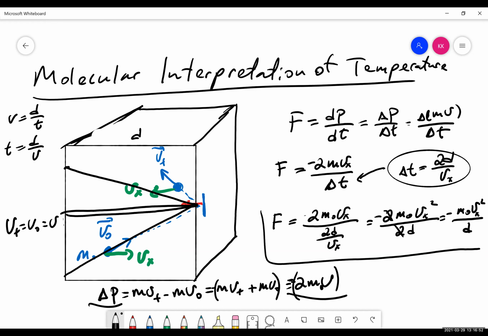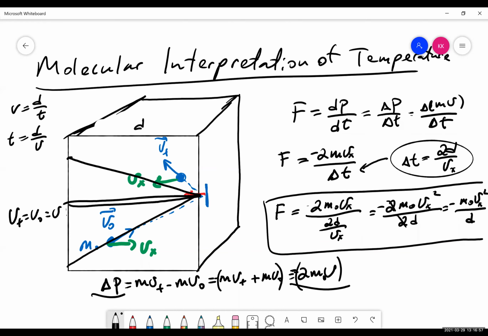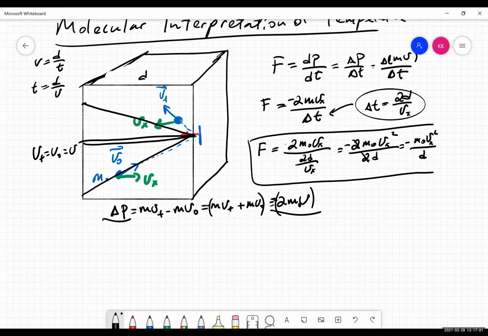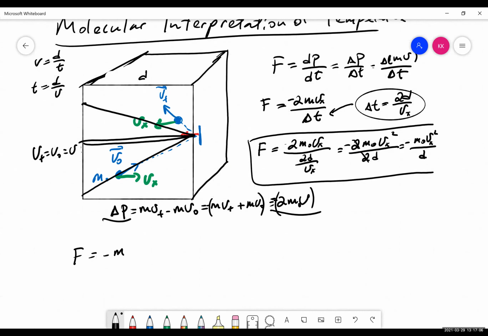So let's take this equation, where we have replaced delta t, basically eliminating delta t. Come back over here. I want to give myself more room. Negative mass times velocity x squared divided by d. Now, this is the equation for just one particle.